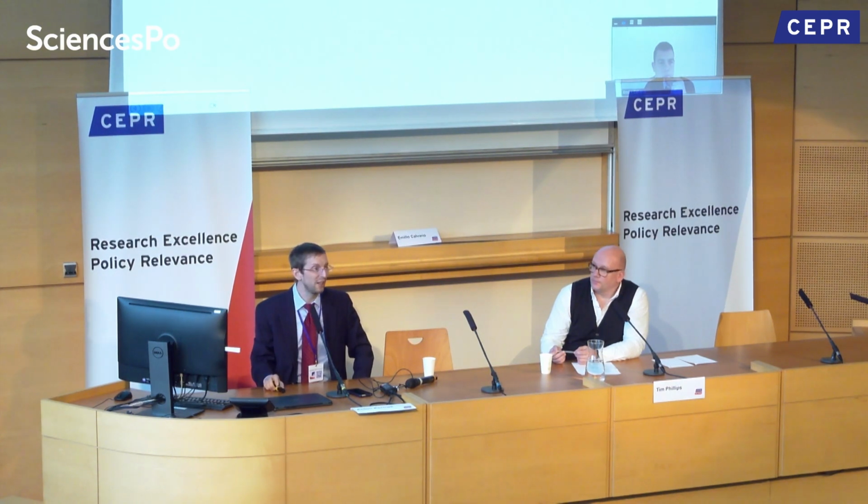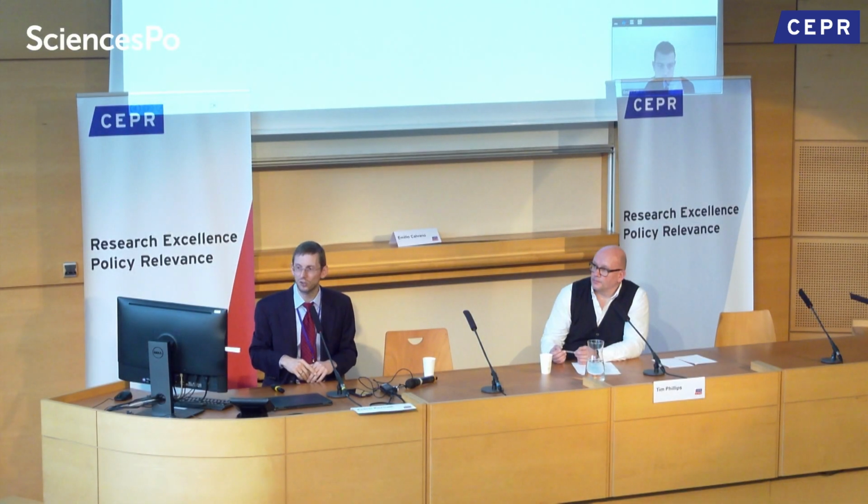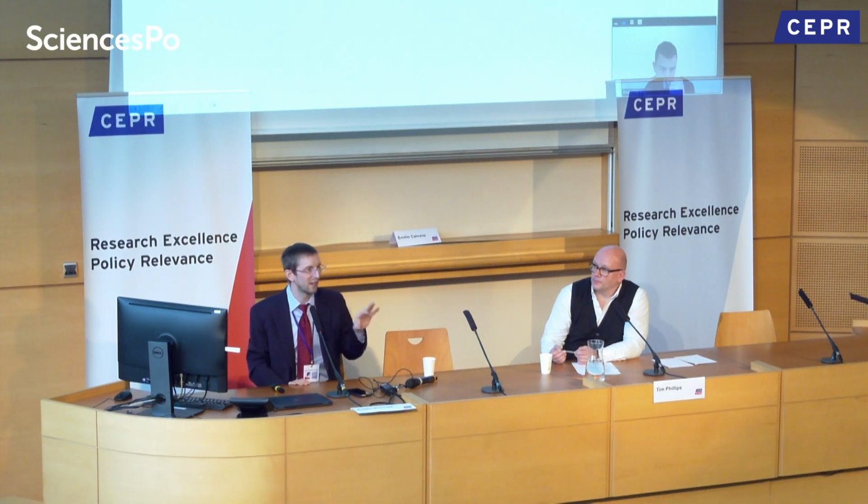Now, I guess reading the news, we are all used to reading from two opposing camps talking about generative AI. There's one camp that says, oh, these are just dumb stochastic parrots. It's advanced autocomplete, and they emphasize all the limitations. And then there's this other camp that really hypes these systems and says, well, they are almost human-level AI already, and that camp emphasizes all the capabilities and usually engages in a fair amount of fear-mongering as well.